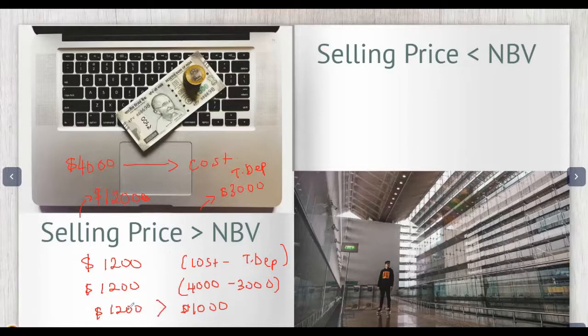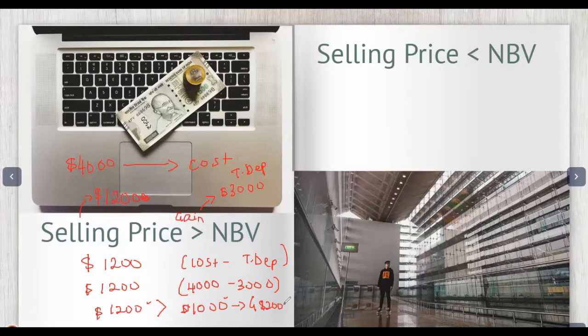Now we realize that the selling price is more than the net book value, meaning the amount you have written in your SOFP as of today. So it looks like you made a gain. Why? Because your selling price is more than the net book value. You have gained by selling the computer in this case. So how much is the gain? The gain is the difference between the selling price and the net book value, which is $200.